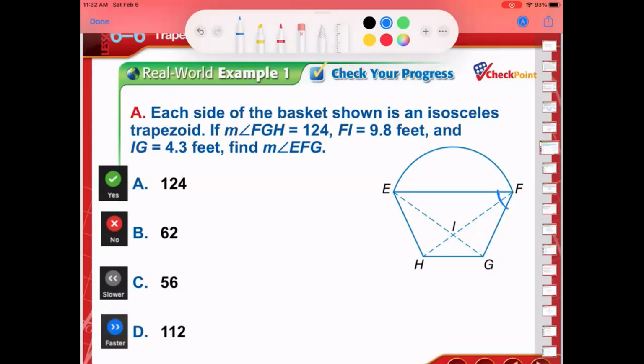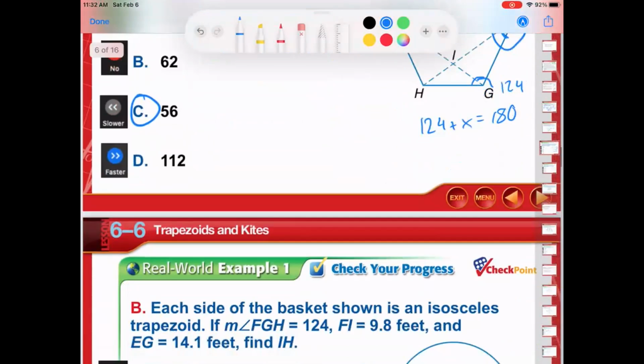So now on this question, we are looking for EFG. This is one that you would do on your own in class, but for funsies, I will do it right now. So they tell us that this whole angle here is going to be 124. I know 124 plus this angle that we're trying to find is going to equal 180. So 124 plus unknown is going to equal 180. So my missing angle is going to end up being 56, or C.